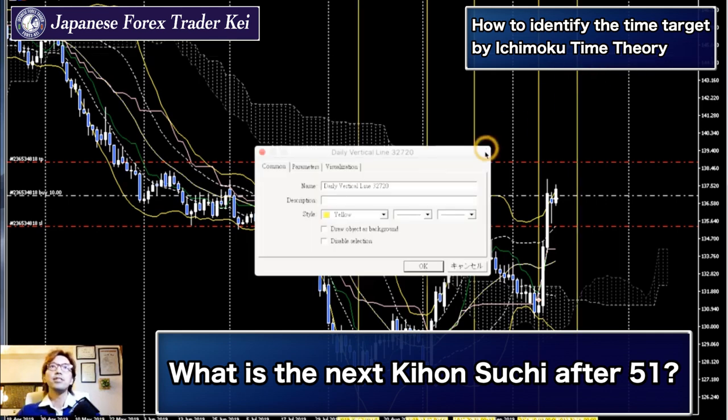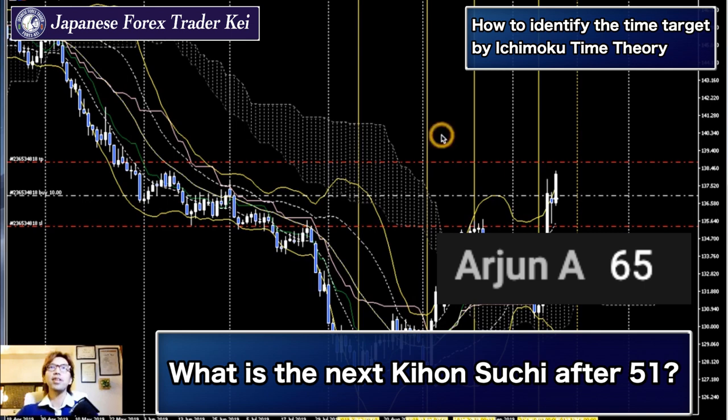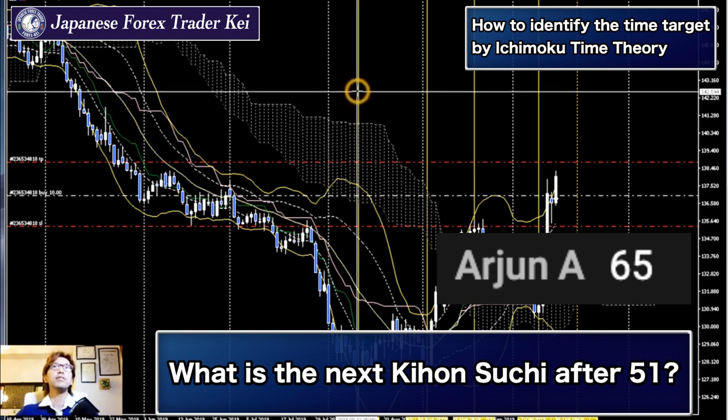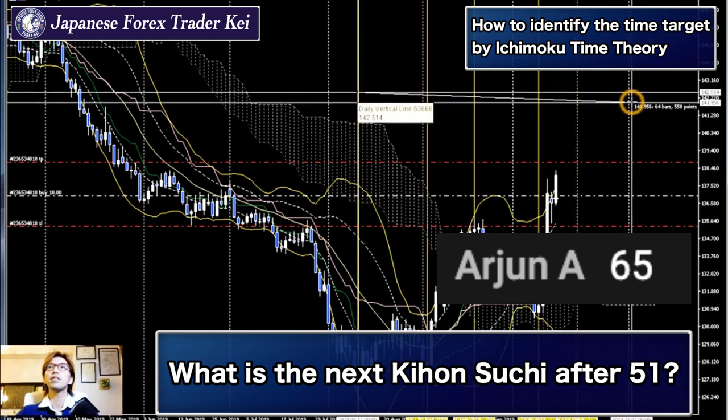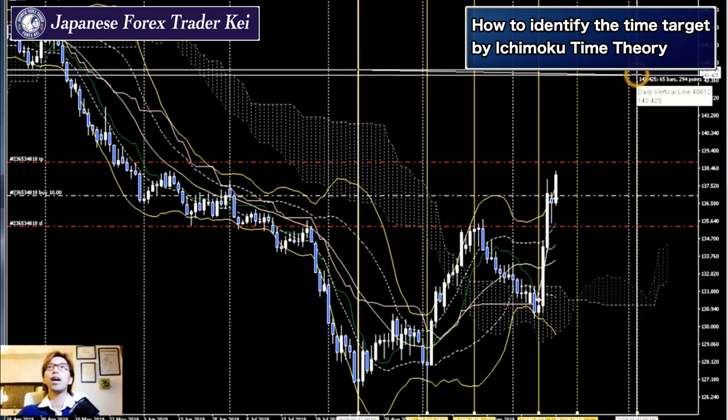Do you know? Change it to dotted lines so that it shows it's in the future day. After 51, what's the number? Right, 65, exactly. So 65 candles will be on this day, right here. So I put the vertical line right here, 65 candles, right?